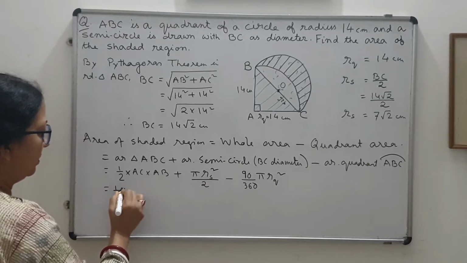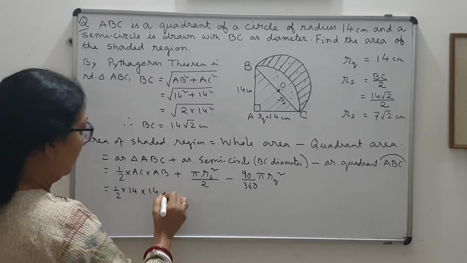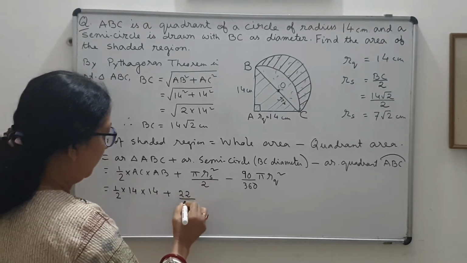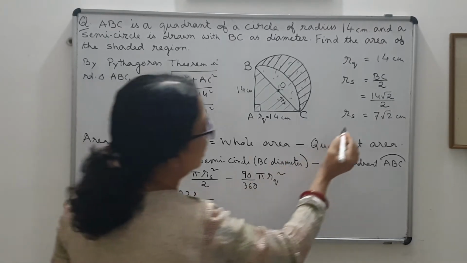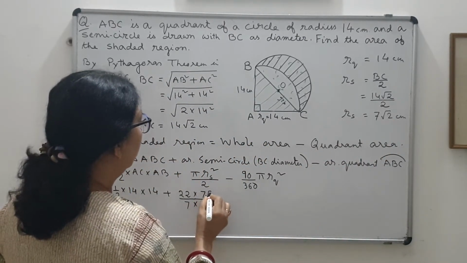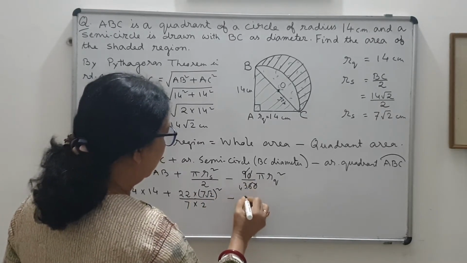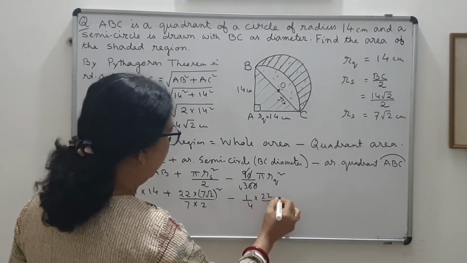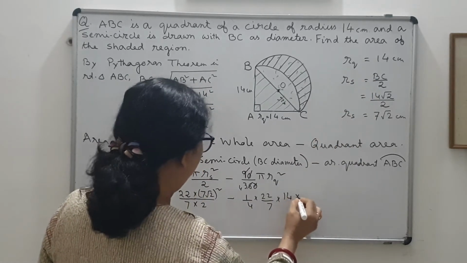Half of AC is 14, AB is also 14, plus the value of pi I will be taking as 22 by 7, half, and what is RS? RS is 7√2 whole square, minus 1/4 pi, again I write 22 by 7, and what is RQ? RQ is 14, so 14 into 14 I write.